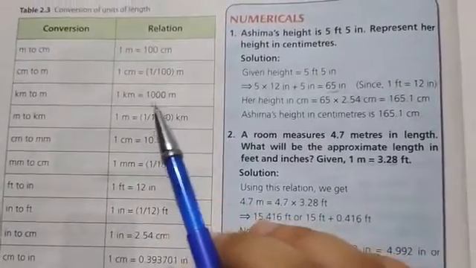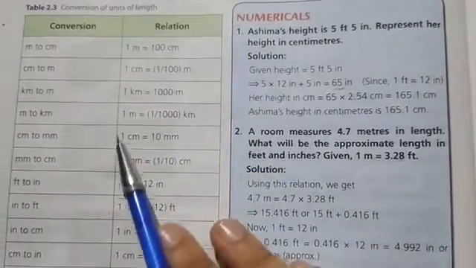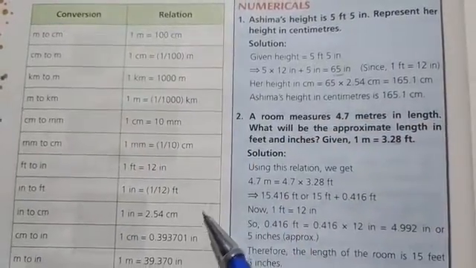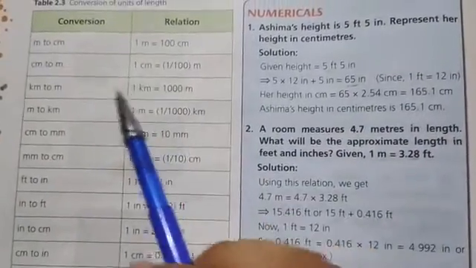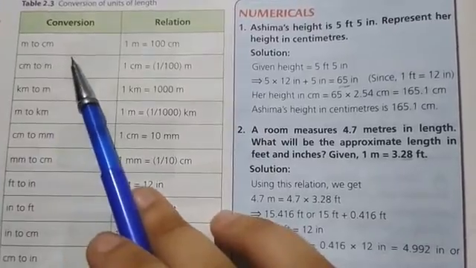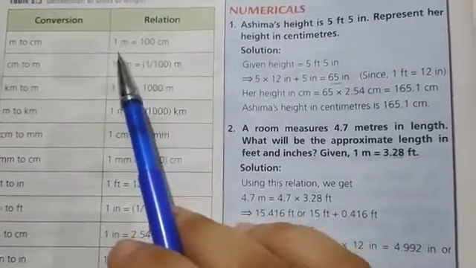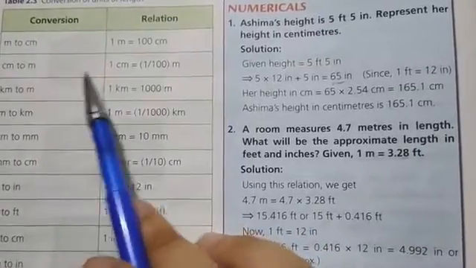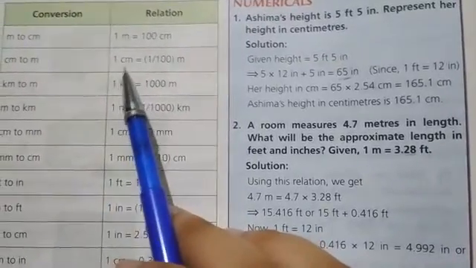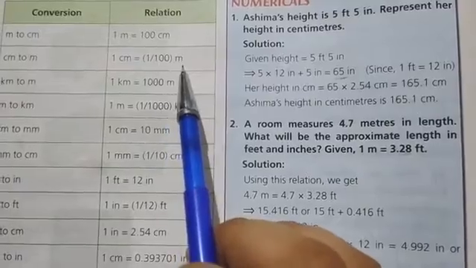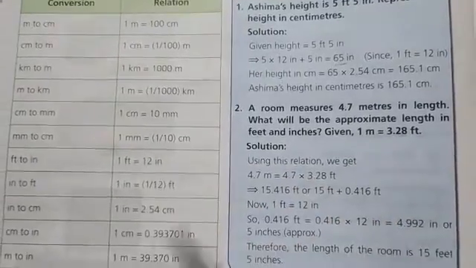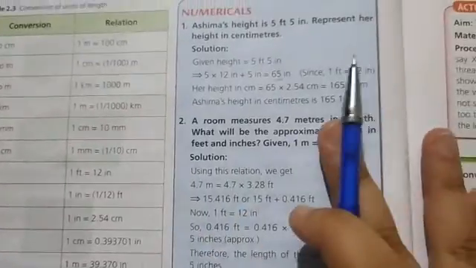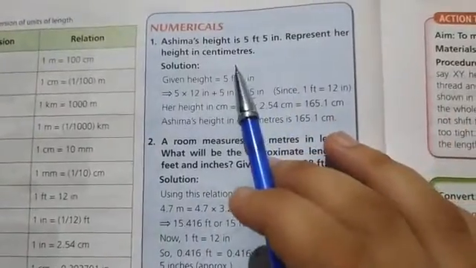So here is a table for conversion of units of length. You can see the conversions and some relations between different units. For example, if we want to convert meter to centimeter, we can follow this relation: 1 meter is equal to 100 centimeters. To convert centimeter to meter, we can use this relation: 1 centimeter is equal to 1/100 meters. Likewise, there are different relations written for different kinds of units. Next, let's start these numericals.